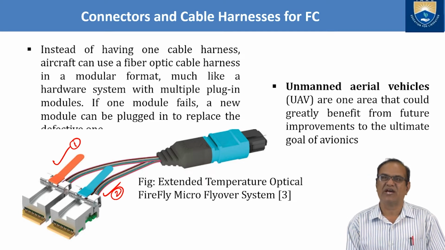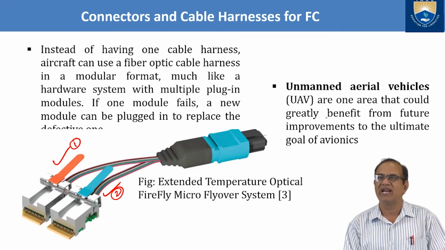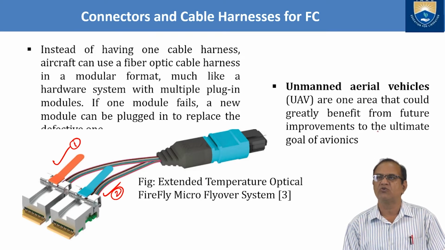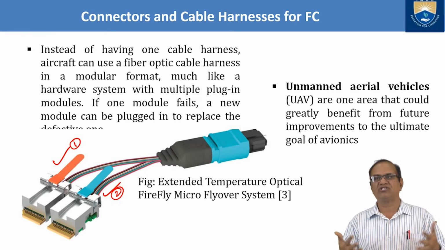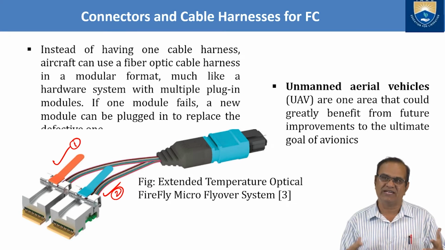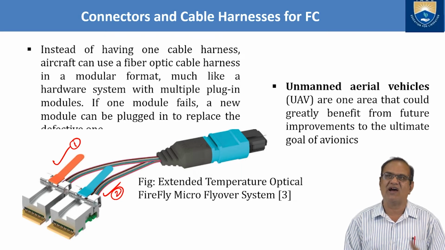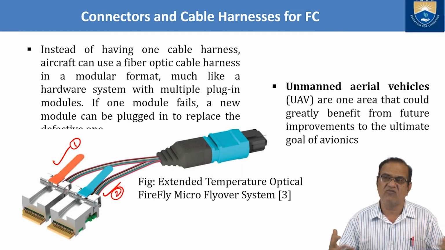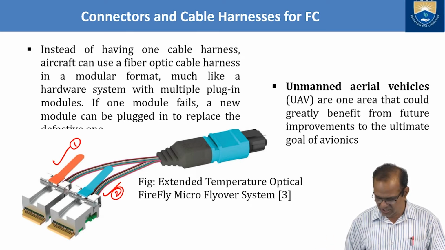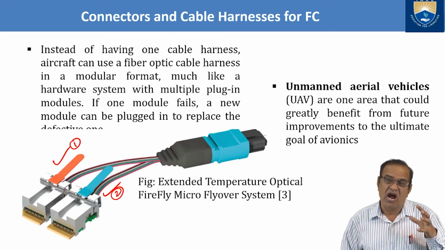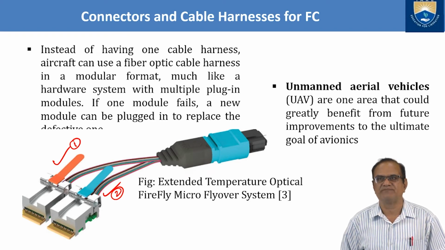This type of connectors and cable harnesses are used nowadays for unmanned aerial vehicles, UAVs, which are one area that could greatly benefit from future improvement toward the ultimate goal of the avionics. As fiber optics technology grows, this type of connector will be used in unmanned aerial vehicles, autonomous vehicles, modern fighter aircraft, even passenger aircraft, even your vehicle. These things are going to be used in automated cars like Tesla too. This type of technology is used there also.